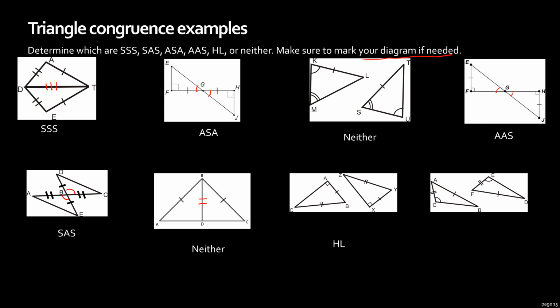So here I have angle, side, side. And I have angle, side, side. And angle, side, side, or side, side, angle is not one of our criteria. So here, these two triangles are not necessarily going to be congruent. So I cannot make that conclusion.